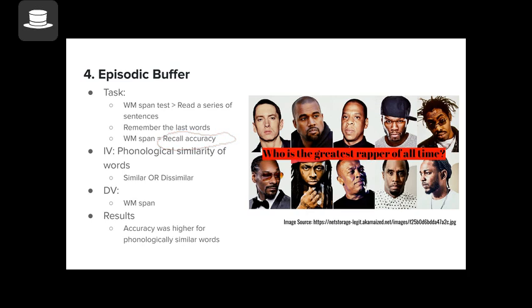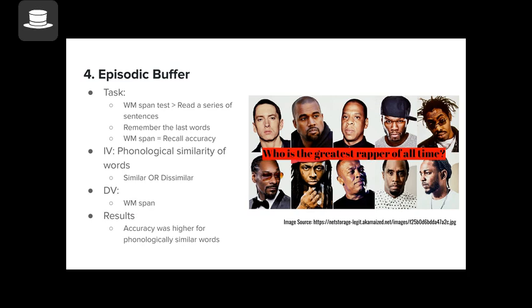Now, what typically researchers do in experiments of this sort is that they manipulate the last word. Either the last words of these sentences are similar or dissimilar. In other words, they either rhyme or they don't rhyme. And they measure the number of words that they remember. And typically what they found, the results are that if the words are similar, then the accuracy is higher. So it's a reverse phonological similarity effect, right? The similar words are remembered better when compared to dissimilar words.